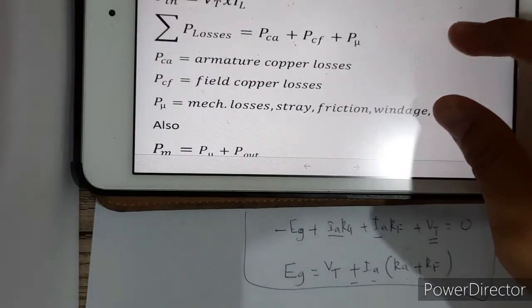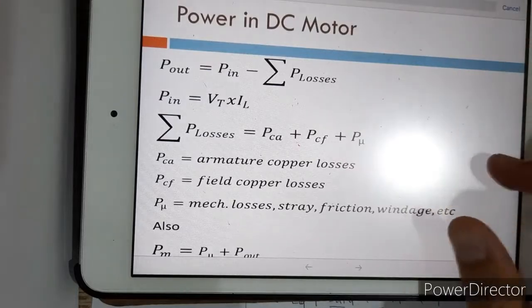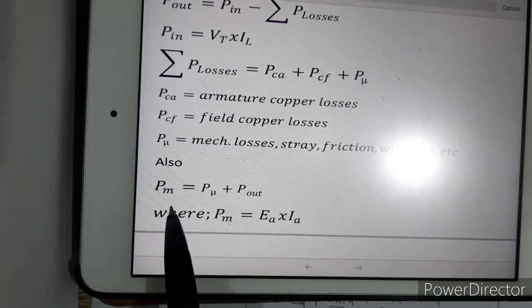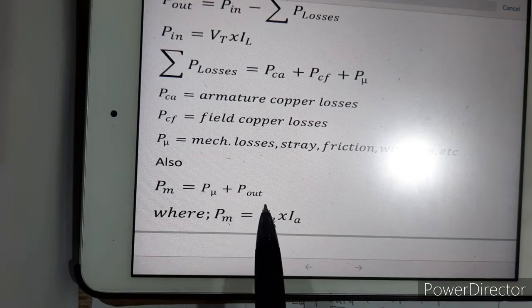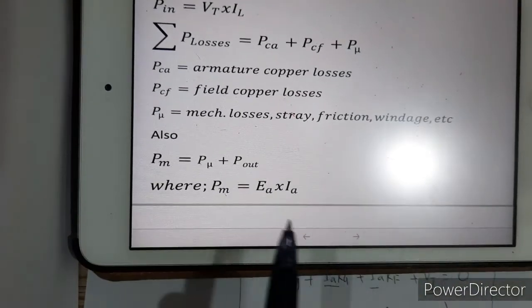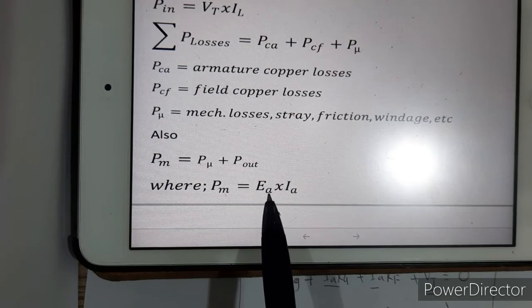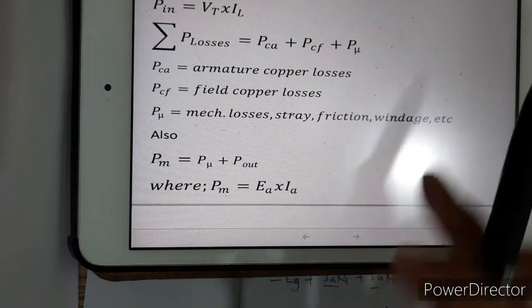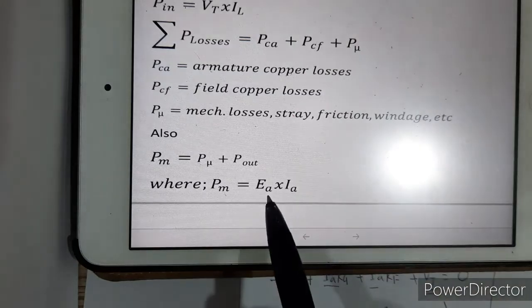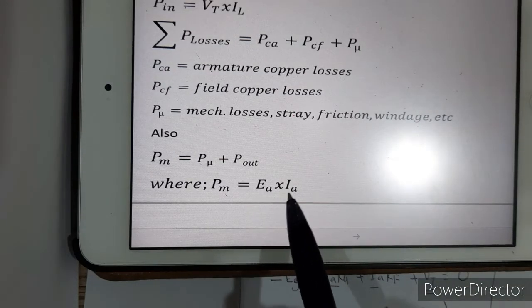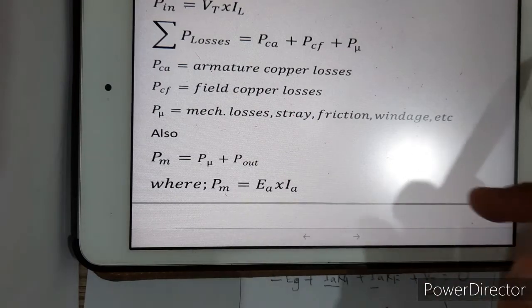So for power in a DC motor, another equation that we can consider here is PM equals P mu plus P out, or PM equals EA IA. So EA is the armature voltage, or for a motor you can consider it as EC, the counter EMF. Multiply by IA, we can determine PM.